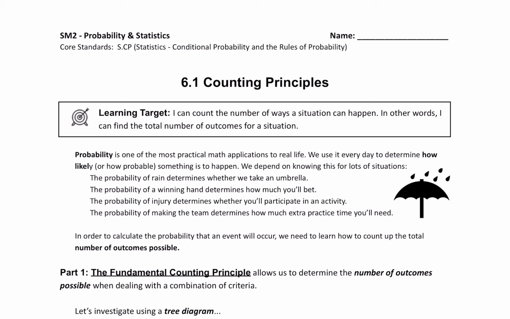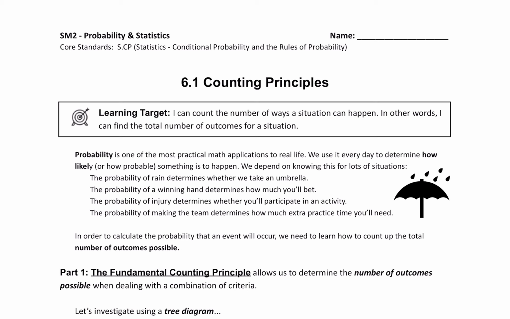Probability is one of the most practical math applications to real life. We use it every day to determine how likely or probable something is to happen. We depend on knowing this for a lot of situations, like the probability of rain determines whether we're going to take an umbrella. The probability of winning a hand in a card game determines how much you'll bet. The probability of injury determines whether you'll participate in an activity, and the probability of making a team determines how much extra practice time you'll need.